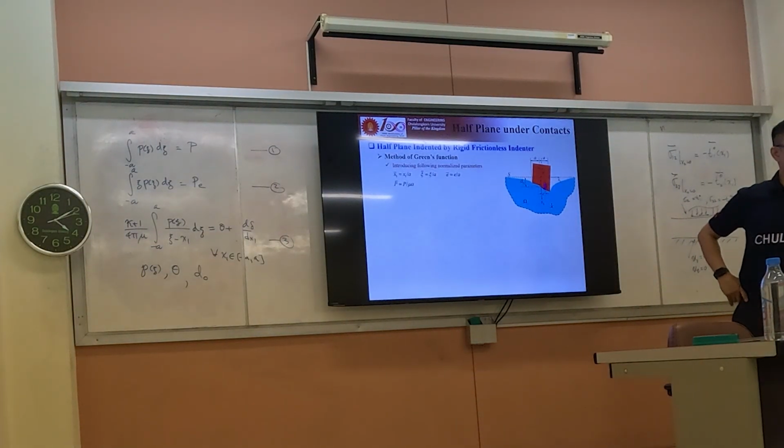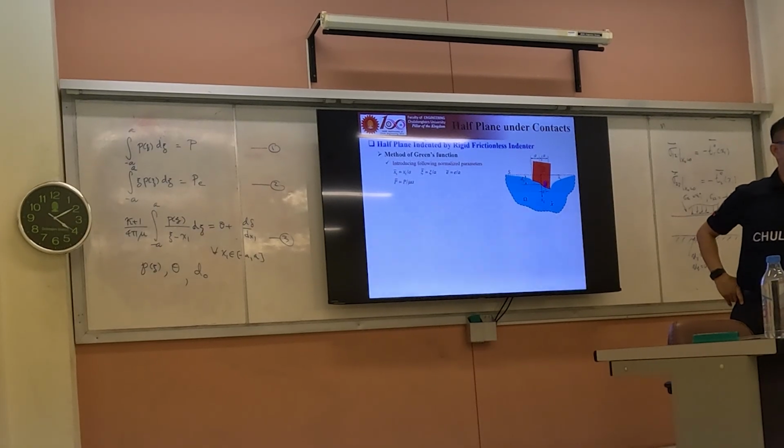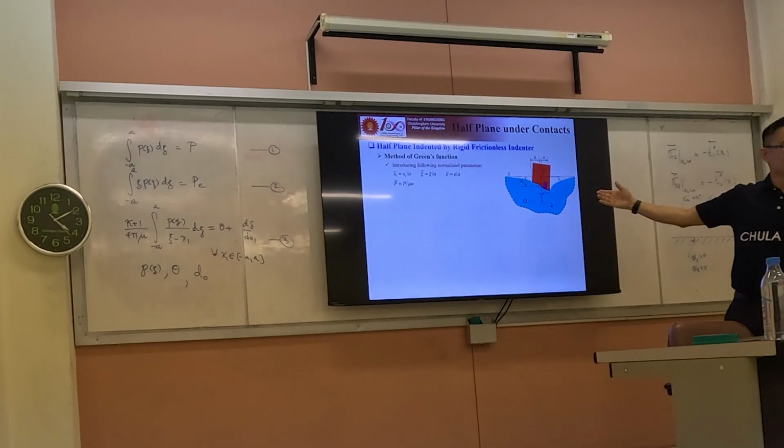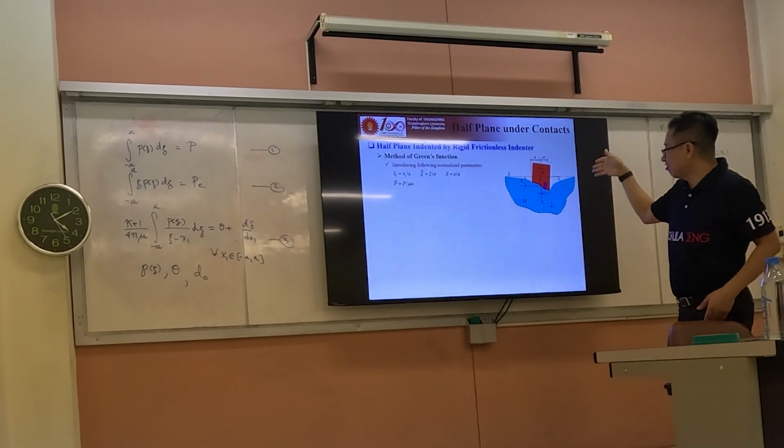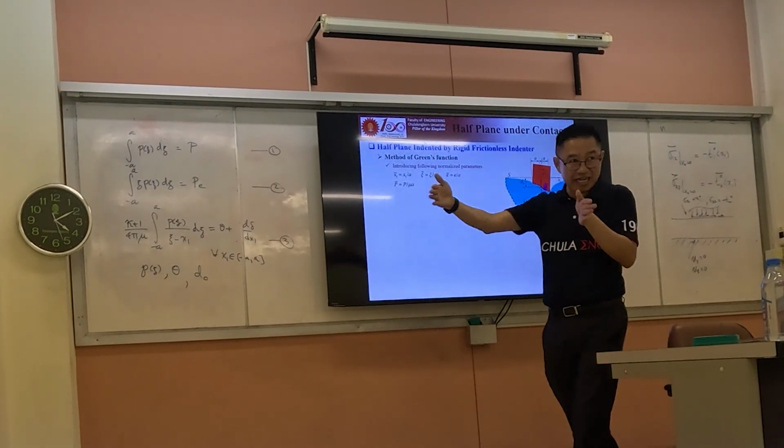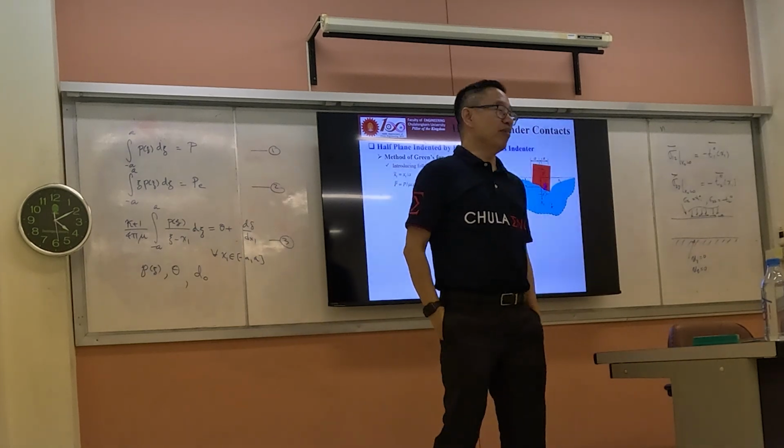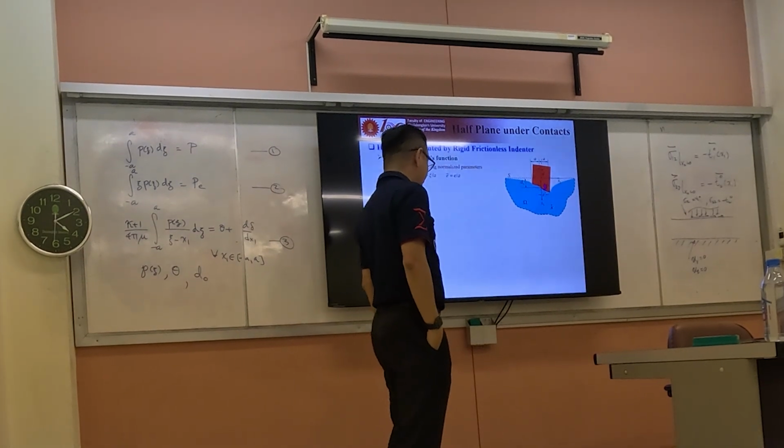P here has the unit of force per length. It's not the unit of force because this is a 2D problem. We have the thickness as well. So the force P that we apply here is a force per unit length in the thickness direction, right? So P here has the unit of force per length.